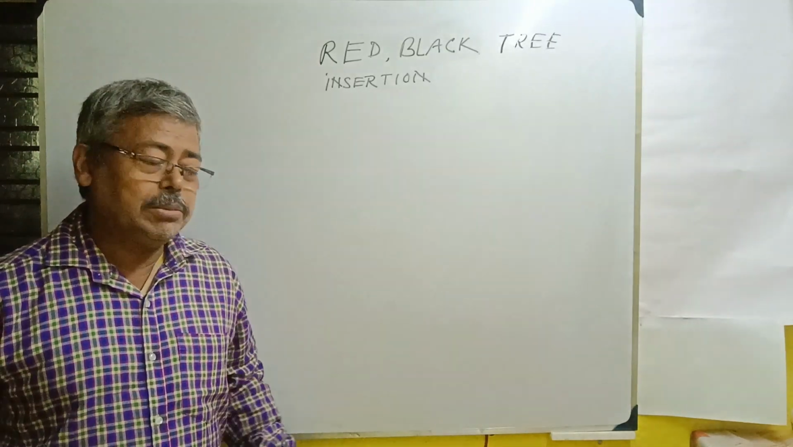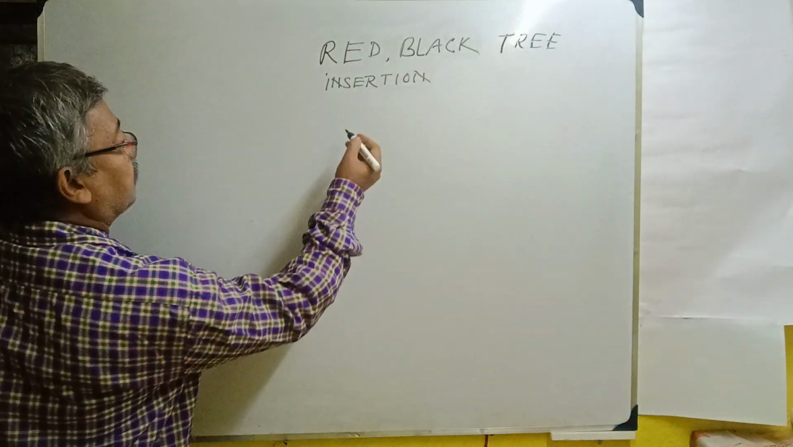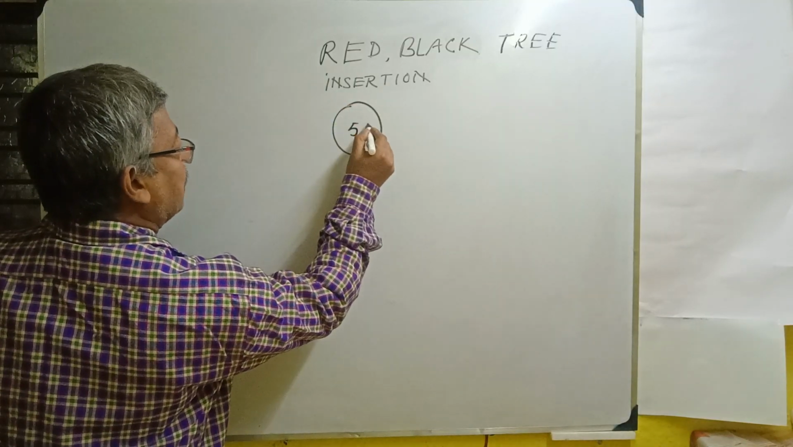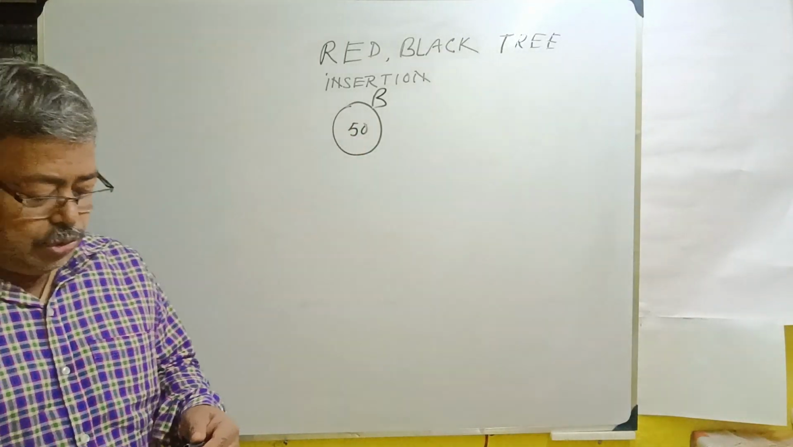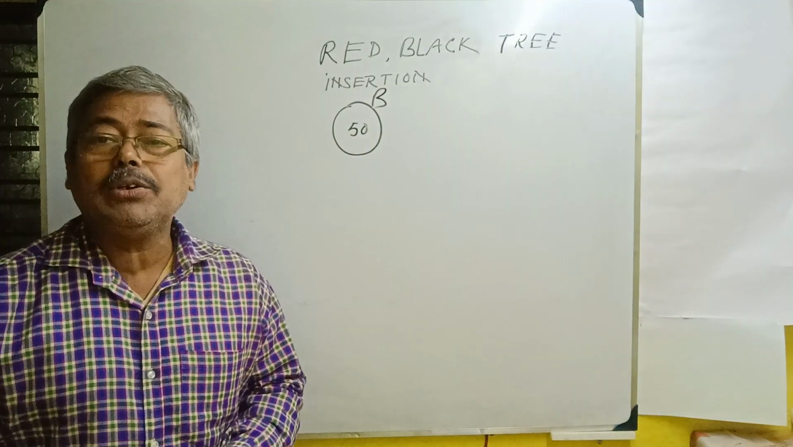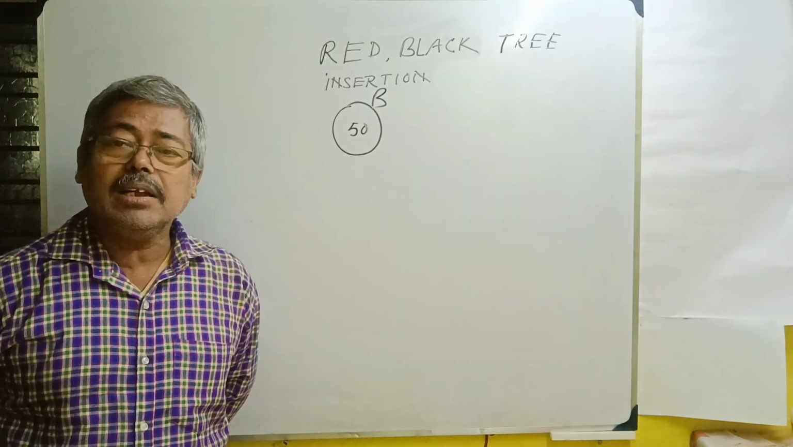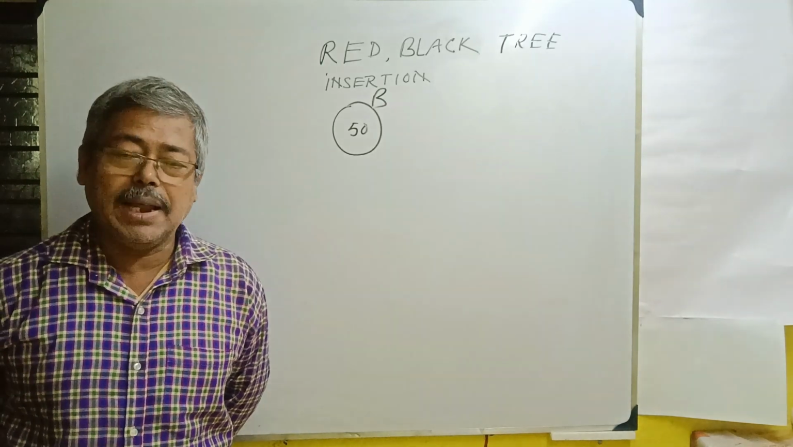First, the color of the root node will be black. It is the first and foremost condition of the red-black tree. Suppose the value is 50 and the color is black. Root node is always black. When we are going to insert any node, if the tree is empty, then the node will be the root node and the color will be black.